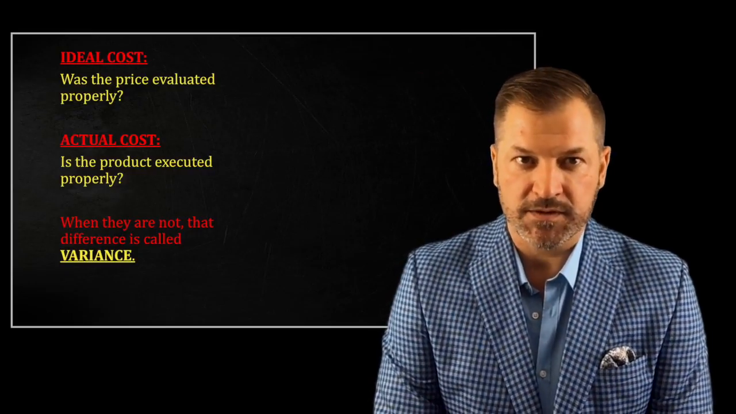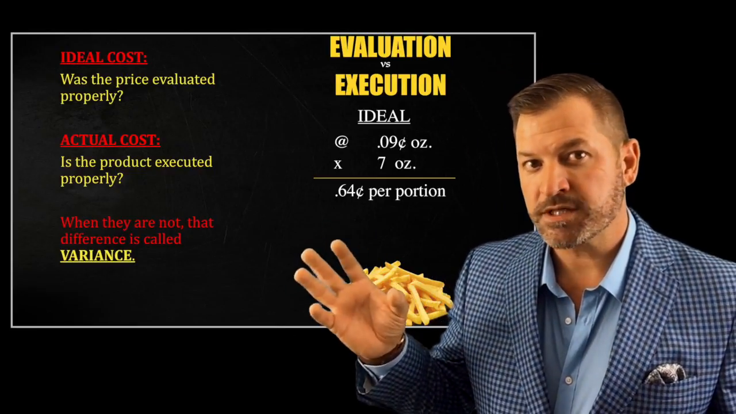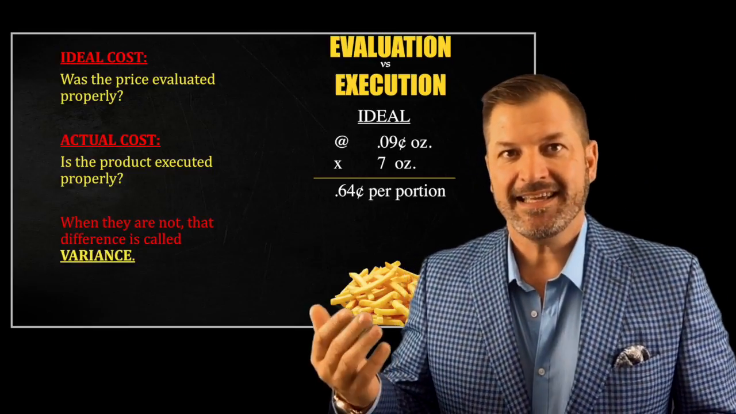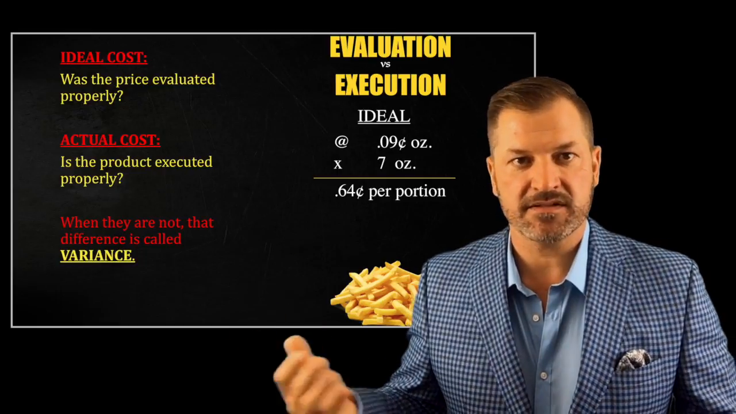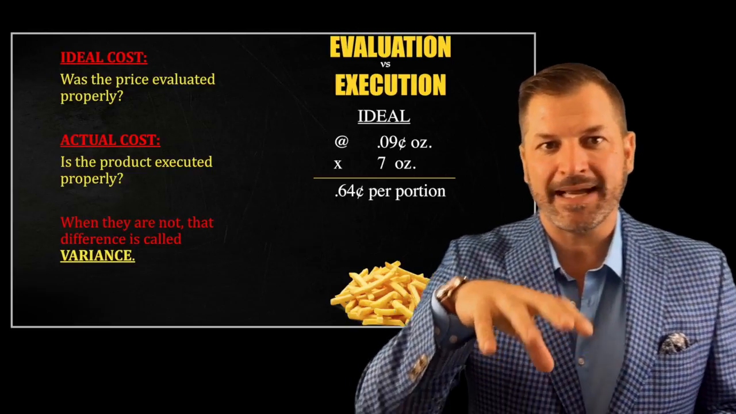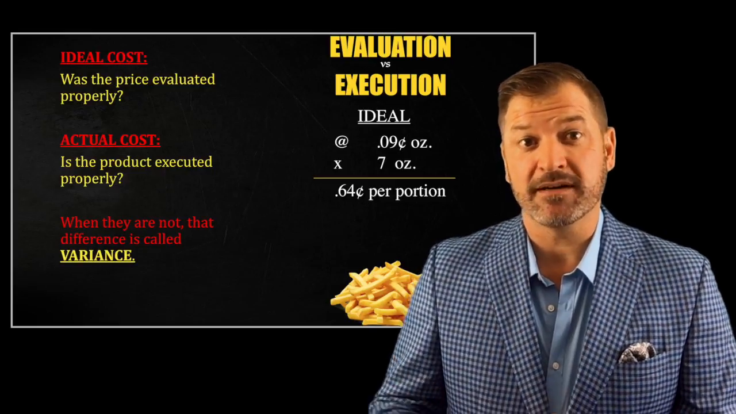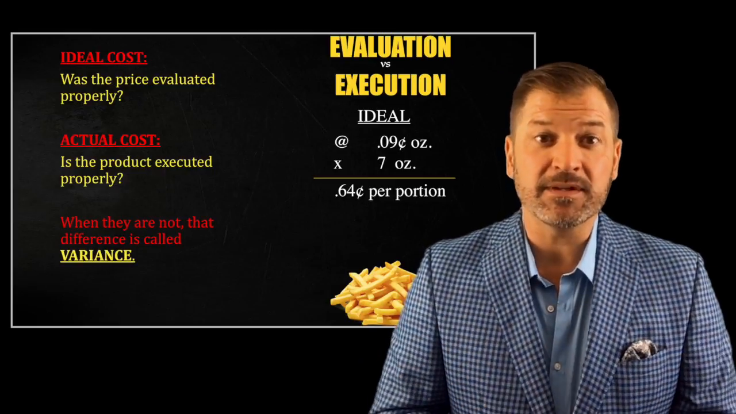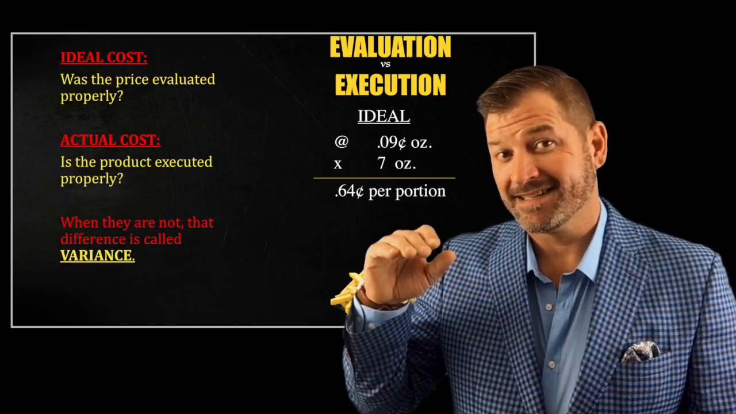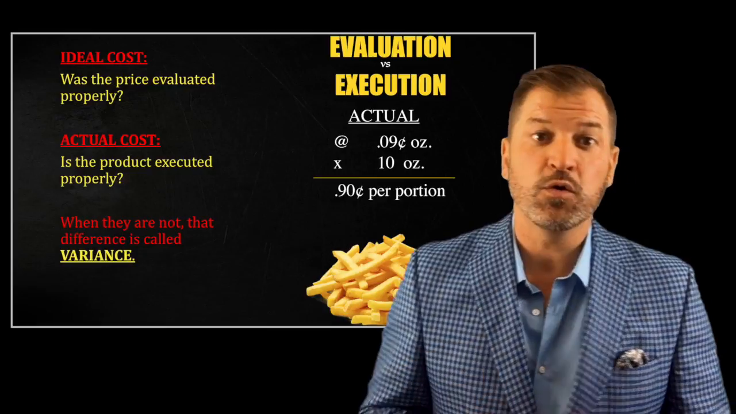So let's talk about portion control in this illustration. Let's say I have French fries. The portion for my French fries that's supposed to go on every single plate is 7 ounces. My ideal cost is 9 cents an ounce times the 7 ounces, which gives me 64 cents per plate. The challenge is my guys are doing that by hand. So they're constantly over portioning because they're putting a bigger handful on the plate. They're not weighing it. I don't know that that would necessarily be practical anyway, but because of it, we go from 7 ounces at 9 cents an ounce to 10 ounces now. That's how much we're over portioning.